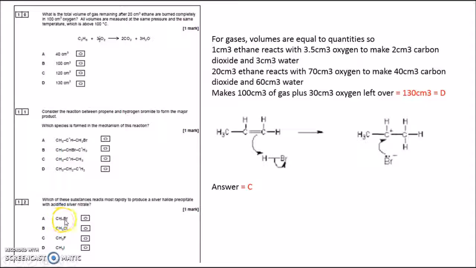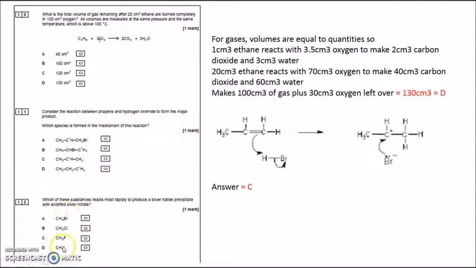Which of these substances reacts most rapidly to produce a silver halide precipitate with acidified silver nitrate? So I've got CH3Br, CH3Cl, CH3F and CH3I. So you need to know which is the strongest bond. So the carbon to Br, the carbon to the Cl, the carbon to the F, or the carbon to the I. So if you look at it, C-F is the strongest bond, C-Cl is the next strongest bond, C-Br is the next strongest bond, and C-I is the weakest bond.